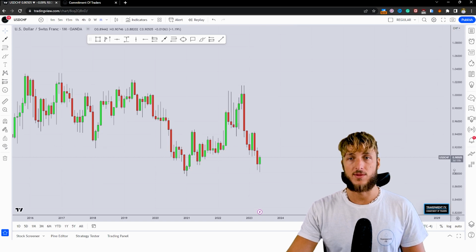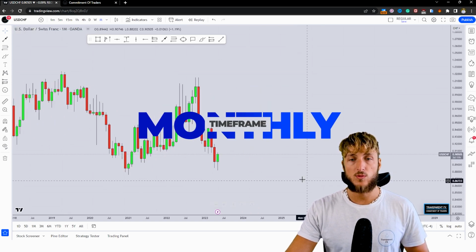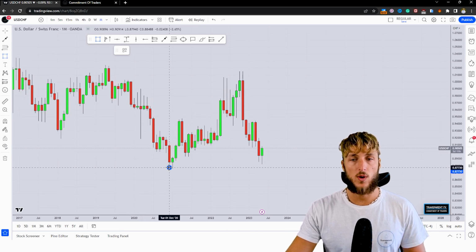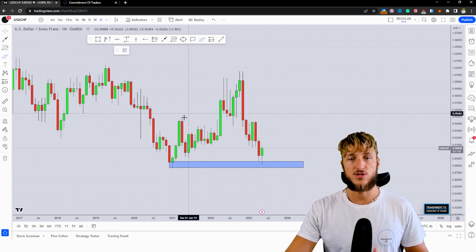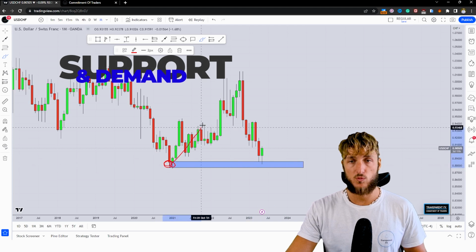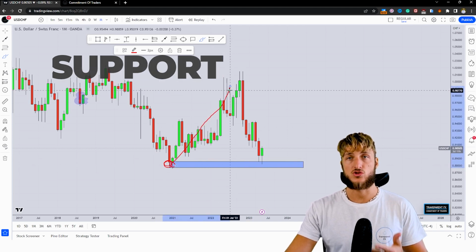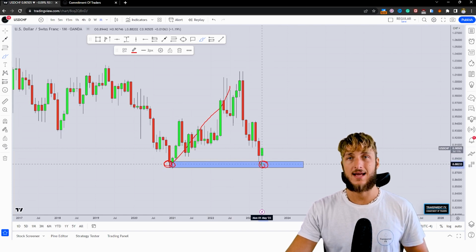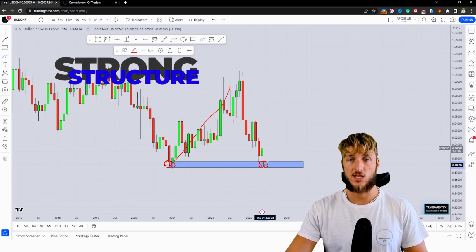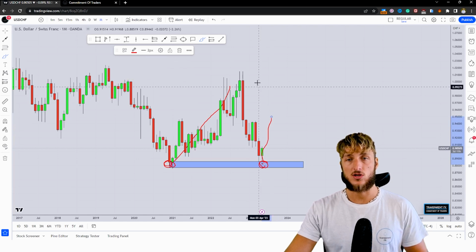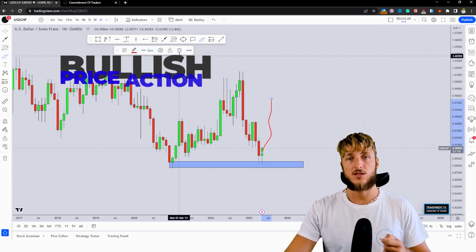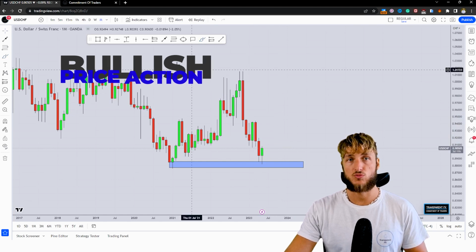Now, starting from the monthly time frame, what we can see is that we have a market which at the moment is rejecting a quite strong level of previous monthly demand and support from which all this previous rejection to the upside was created, which now is once again acting as demand and support. The market has just tested it and is starting to reject it to the upside. So in a situation like this, we could expect more potential bullish price action.